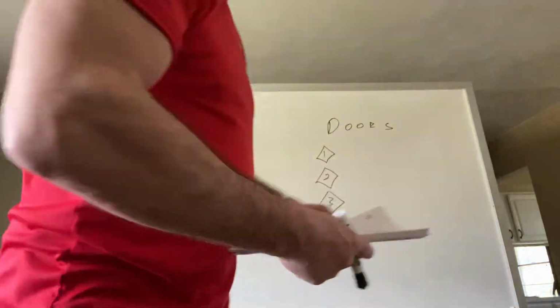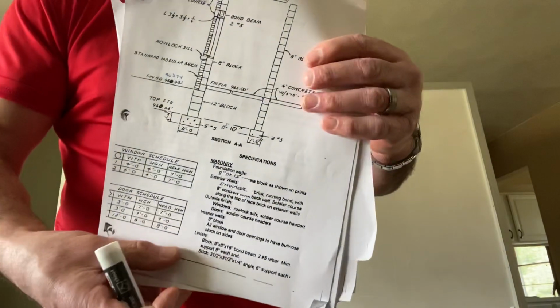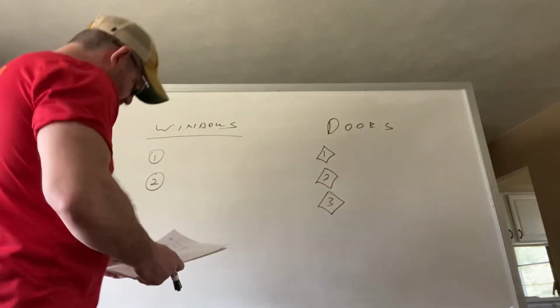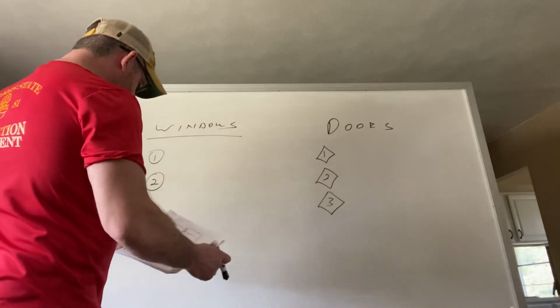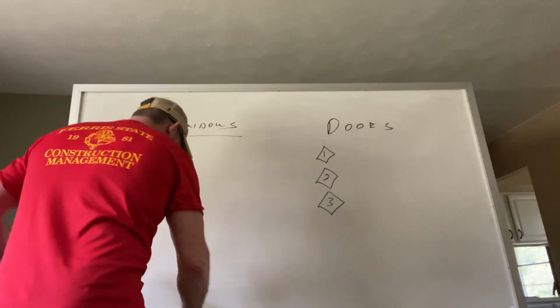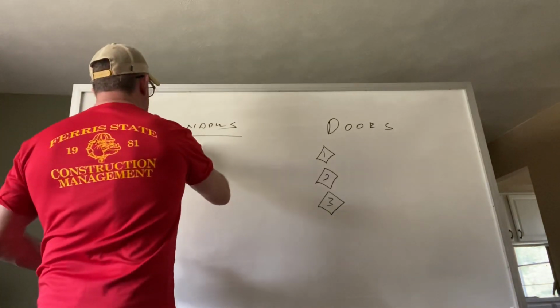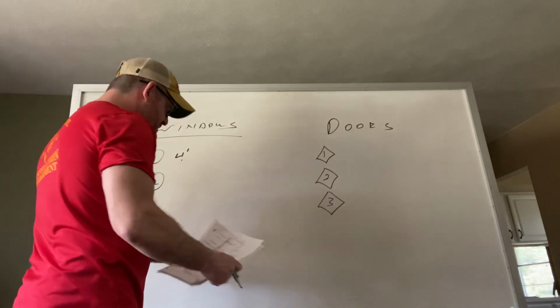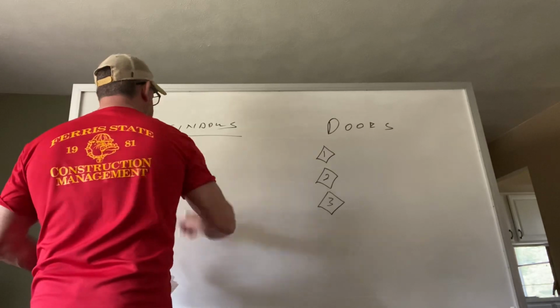So we list those out. The next thing we're going to do is list out the height of each one of those, because that's what we're concerned with. So for my window number 1, my height is 4 foot. For my window number 2, same thing, I have a height of 4 foot.